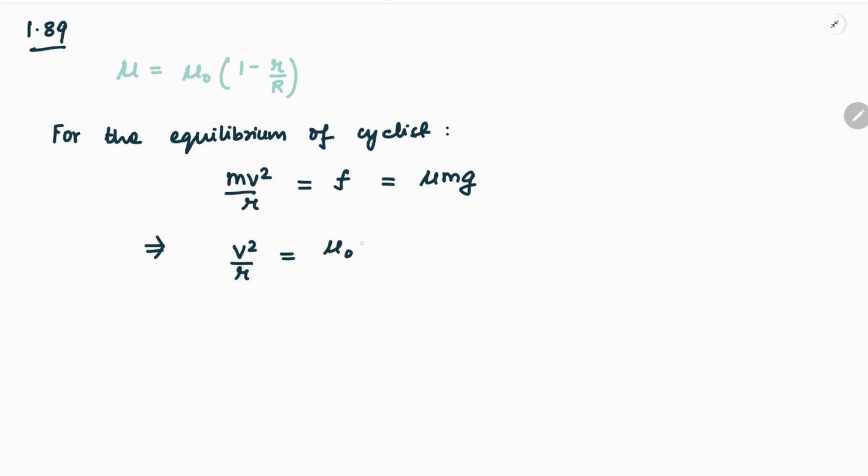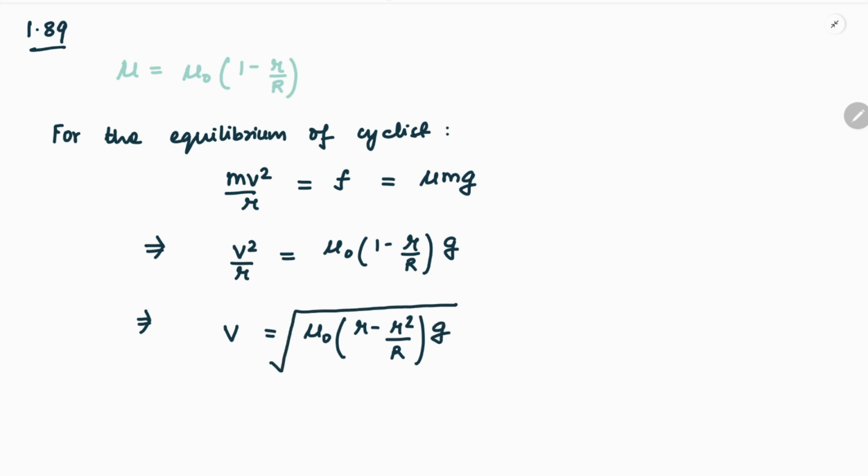Mu can be written as mu naught (1 minus r by R) times g, and therefore the expression for speed that we have is v equals root over of mu naught (r minus r square by R) g. So this is the expression for speed that we have.